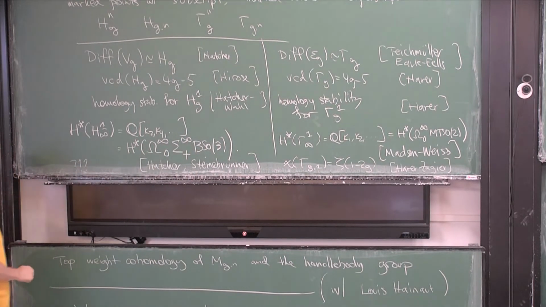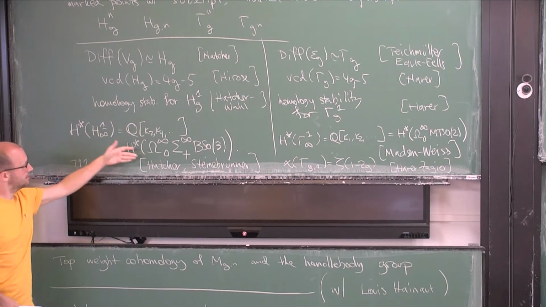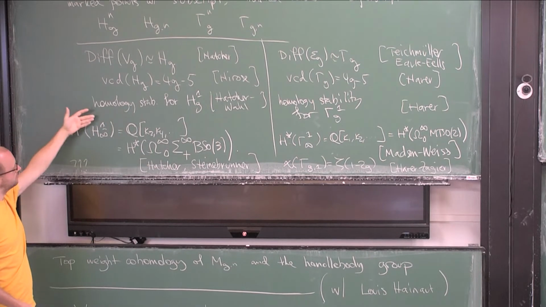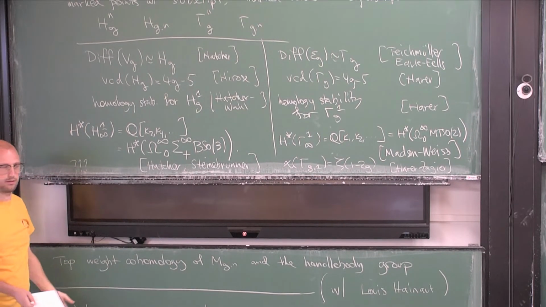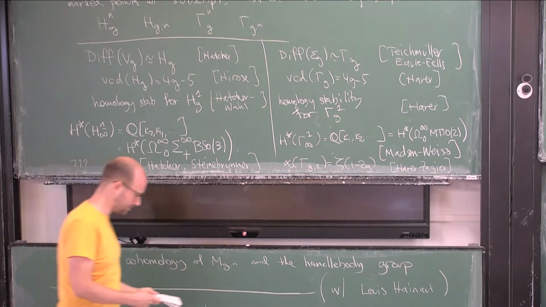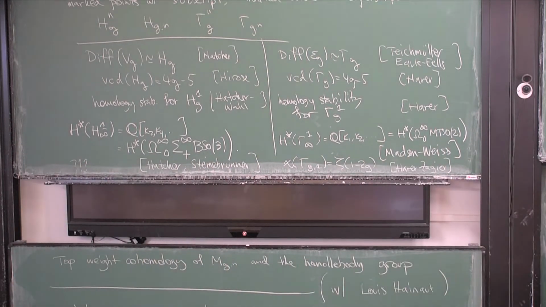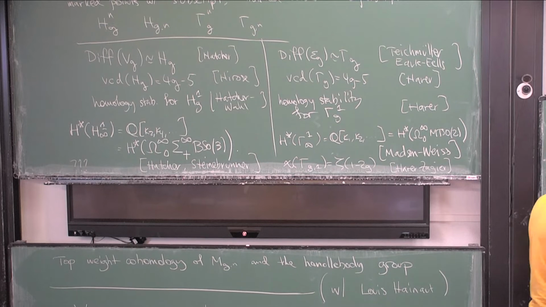Here we have no idea what the Euler characteristic is. And in particular, as far as I know, it could very well have been the case that most cohomology was accounted for by everything stable here. But the results I will tell you about today show that it's not the case. So that's a rapid introduction to the handlebody group.